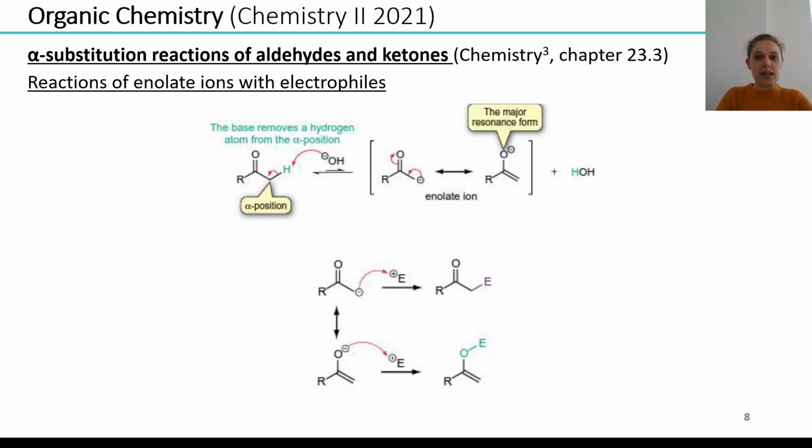So enolate ions are strong nucleophiles, and due to their negative charge, they react faster with electrophiles compared to enols. And enolate ions have two electrophilic sites. This is shown here. So you can have the negative charge located either at the carbon atom or at the oxygen atom. That means in principle, the enolate ion has two possibilities to react with an electrophile. However, the reaction of the electrophile on the carbon atom is more common. So it is preferred to go in this direction.